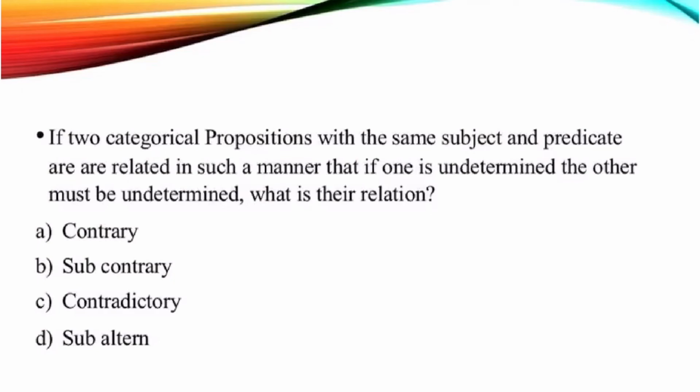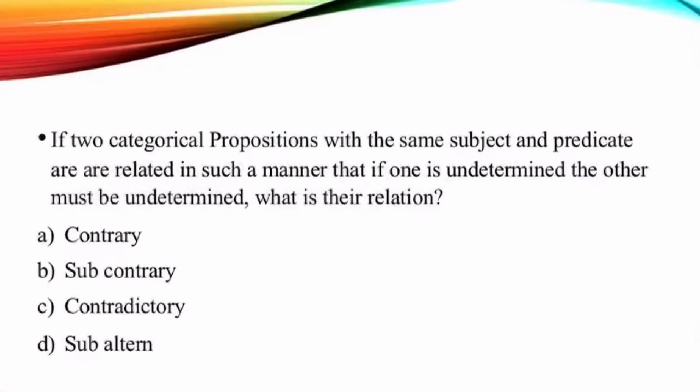If two categorical propositions with the same subject and predicate are related in such a manner that if one is undetermined, the other one must be undetermined, what is their relation? A. Contrary, B. Subcontrary, C. Contradictory, and D. Subaltern. Subaltern is the right answer because we determine if the subaltern is true or false depending on the superaltern. So if the superaltern is not determined, then the subaltern will also not be determined.